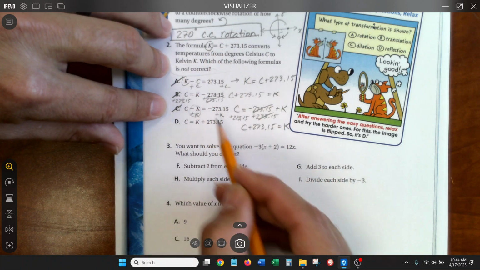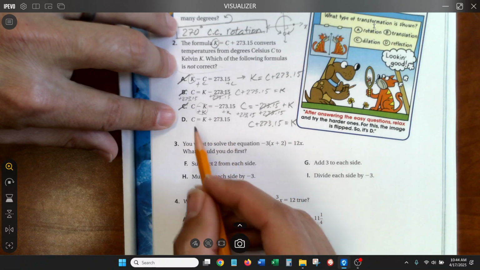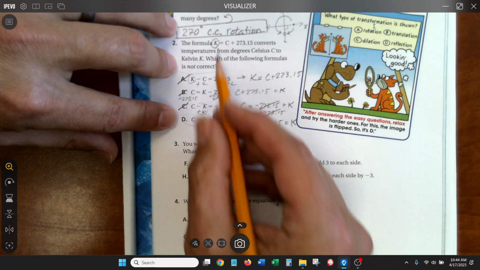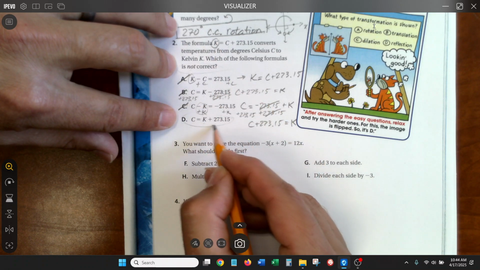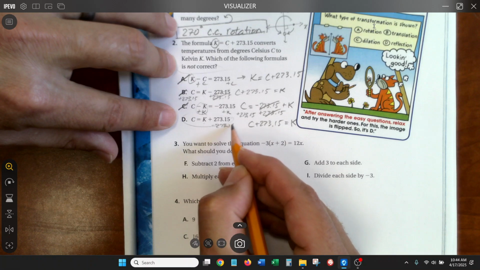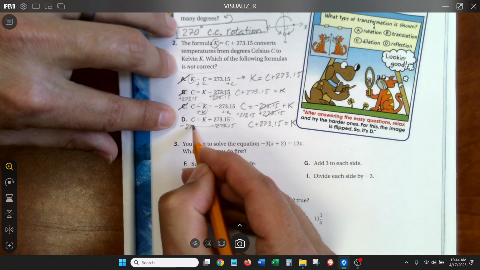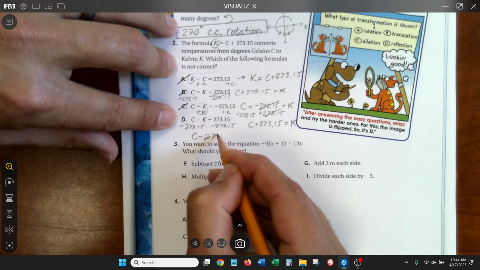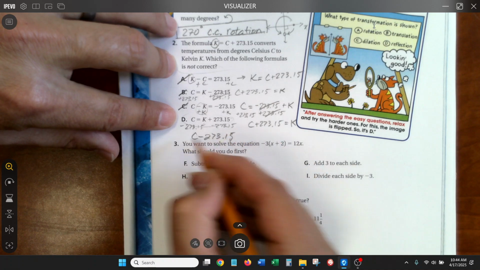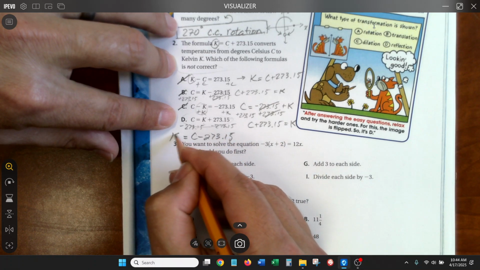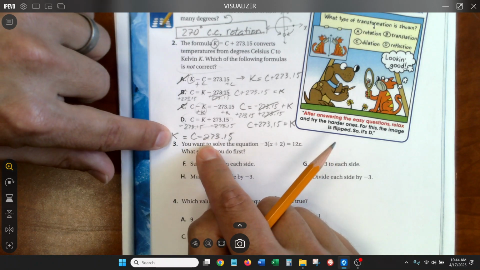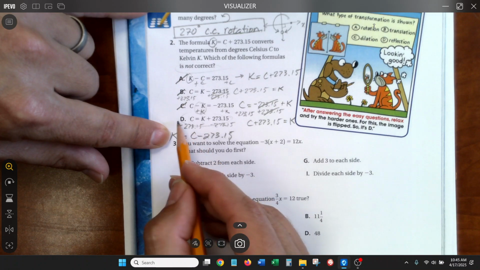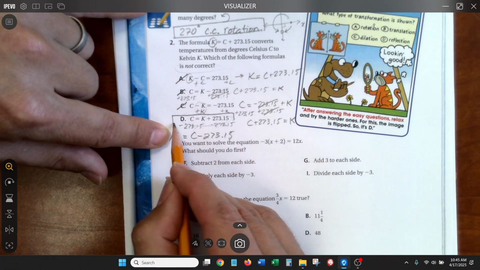So it's not C, which means it's got to be D, but let's make sure. If we solve D for K, we would have to subtract 273.15 from both sides. And so we would get C minus 273.15 is equal to K. And that's clearly different than C plus 273.15. So this is not correct. So our answer choice is D, the one that's not correct.